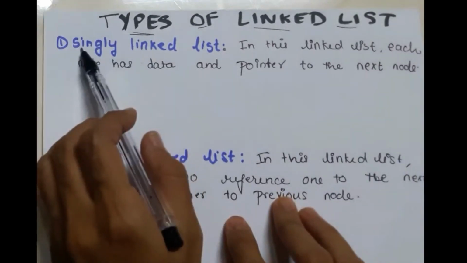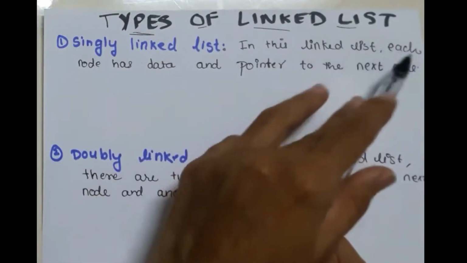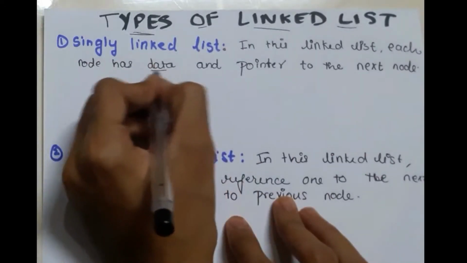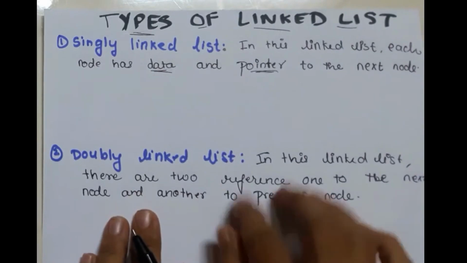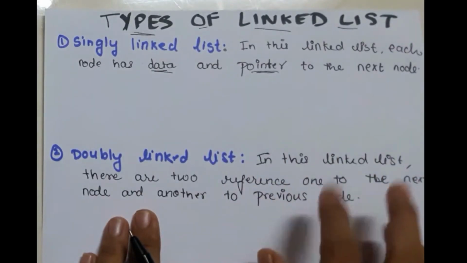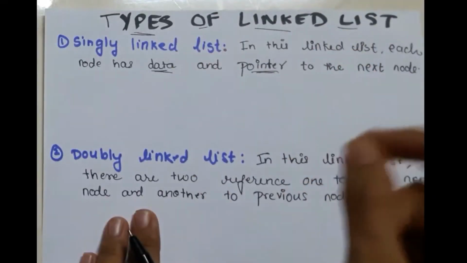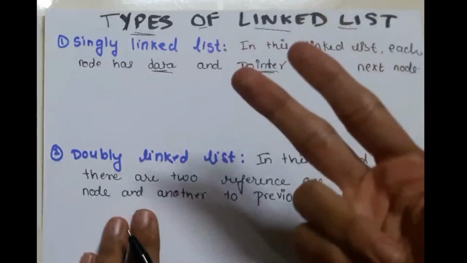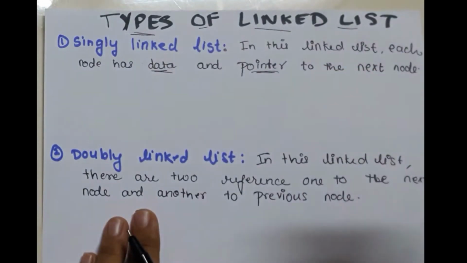The first one is the singly linked list. What is a singly linked list? In this linked list, each node has data and pointer to the next node. It means singly linked list node consists of two fields. The first field is the data field and the second field is the pointer field, which points to the next node. It contains address of the next node.